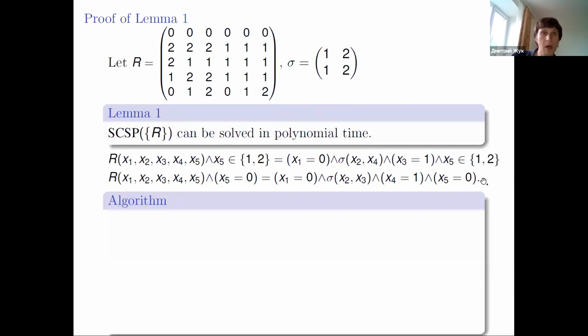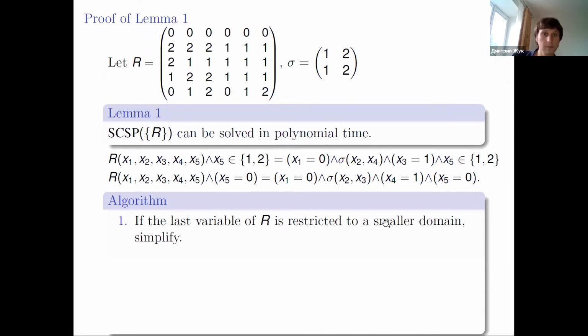Okay, and now the algorithm. How do I solve surjective CSP over R? I have my instance, and you can see that the first variable of R takes only value 0. The next 3 variables take only values 1 and 2. And the last takes all the values 0, 1, and 2. So we have our instance, and assume that the fifth variable of one constraint appears as the second or as the first in some other constraint. In this case, we can use the reduction by these 2 formulas. So we can simplify our instance by replacing R by something easier.